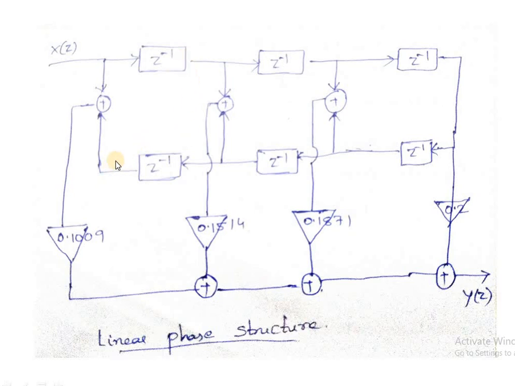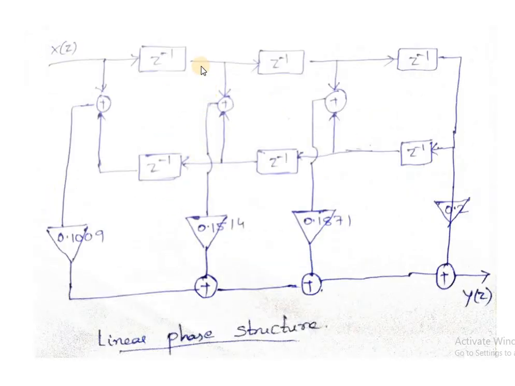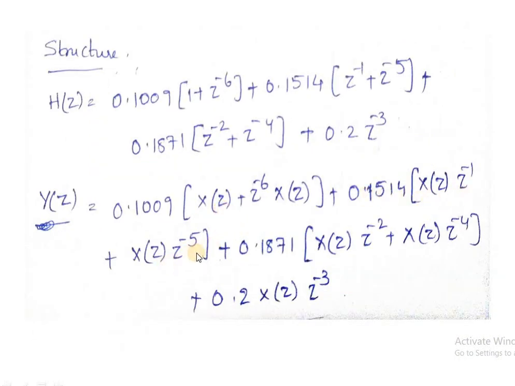Therefore, from the first expression in the transfer function, we observe that x of z and z power minus 6 into x of z are grouped together and multiplied with a coefficient 0.1009, which is a scalar quantity. I have added this x of z to x of z into z power minus 6 and then multiplied with the 0.1009 here. And subsequently here I get x of z into z inverse plus x of z into z power minus 5, which is multiplied with 0.1514 according to this particular expression.